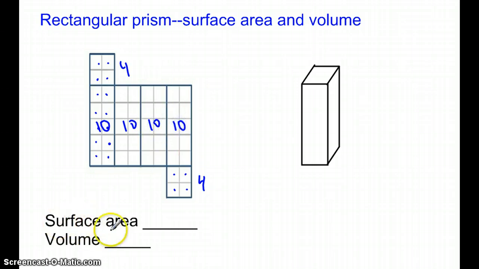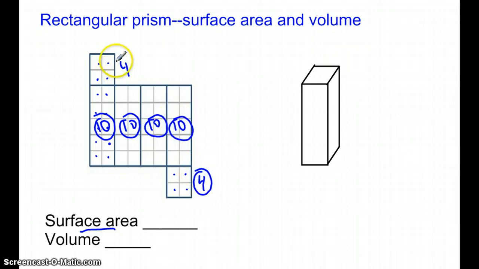To find the surface area, all we need to do is add these up. 10, 20, 30, 40, 44, 48. 48 square units.